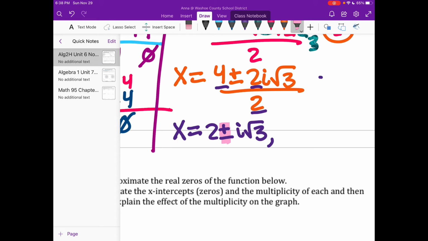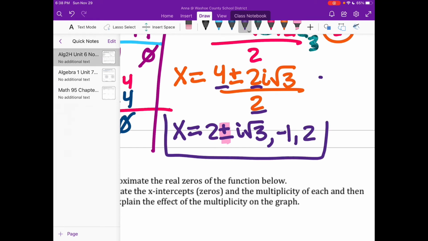2 zeros, and then also you need to include your other zeros. So negative 1, oops, not highlighter, sorry, hold on. There we go. Negative 1 and 2. You don't really have to put in your zeros the multiplicity. It's just important for the synthetic division.